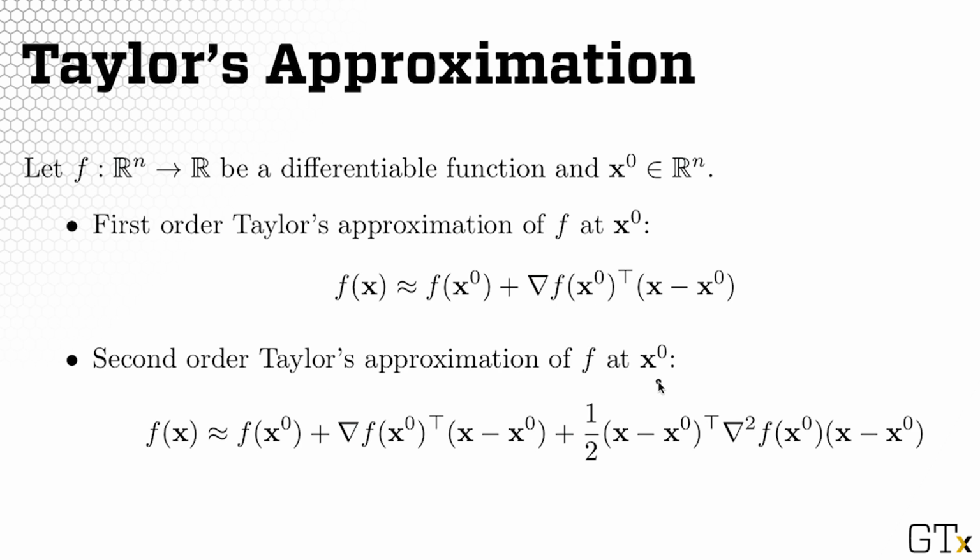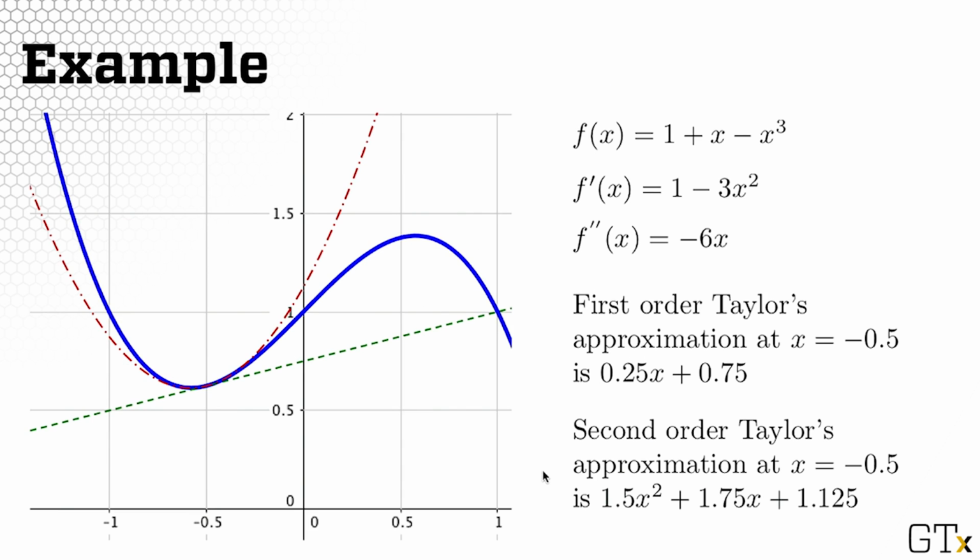And the second order Taylor's approximation is obtained by adding the second order term, where we take half of the difference from the point x to x0 times the Hessian matrix post-multiplied by the difference vector x minus x0. This is called the second order Taylor's approximation. Here is an example of the first and second order Taylor's approximations of functions. Here is my function f of x, which is 1 plus x minus x cubed. This is an example in a single dimension.